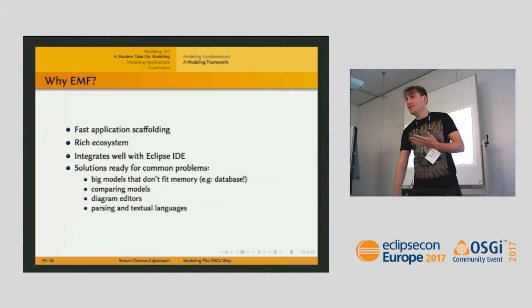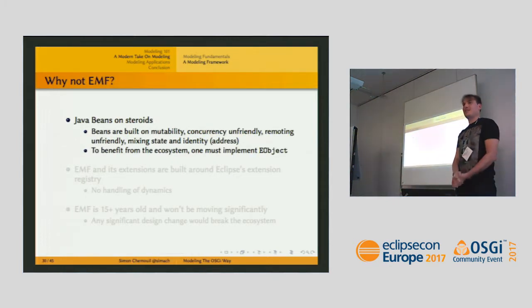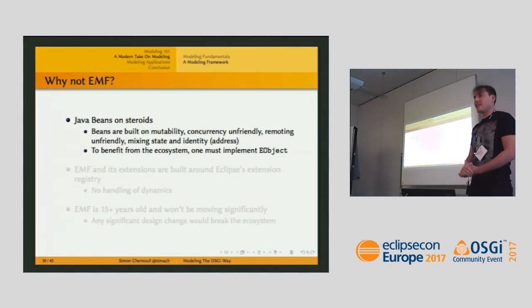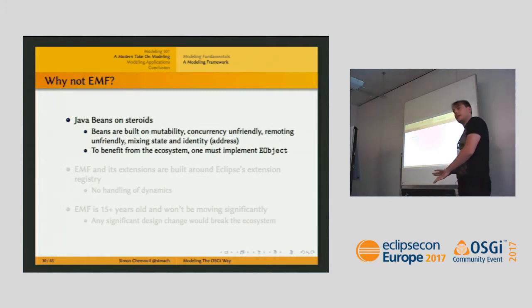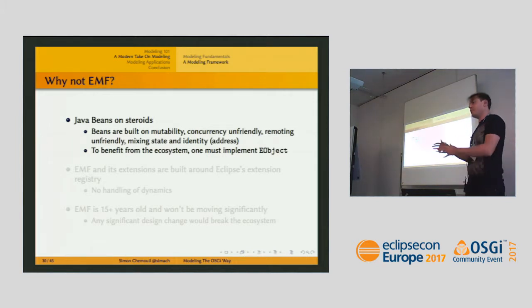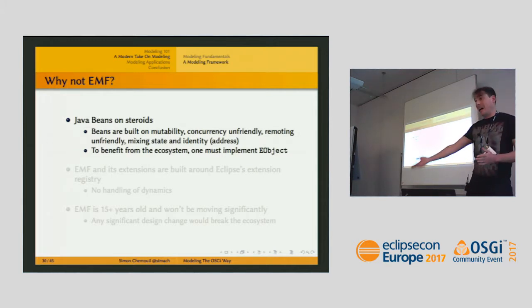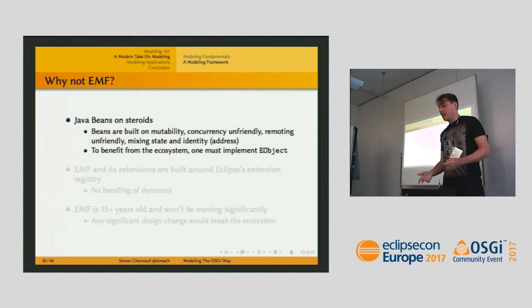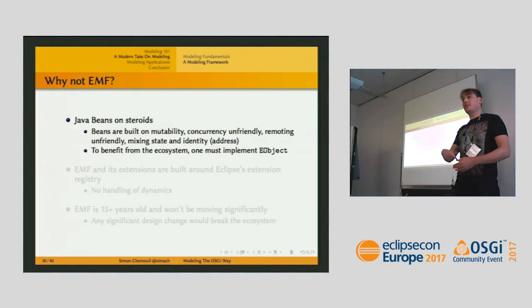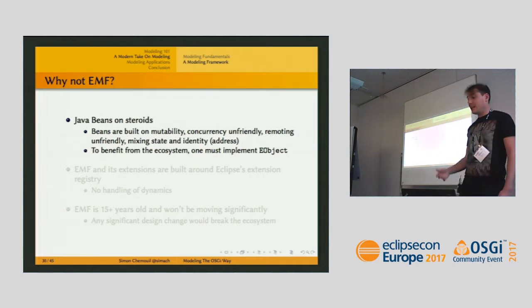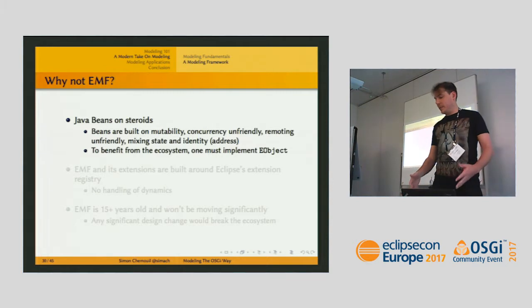So why not EMF? Well, because these are Java beans on steroids, and Java beans were the hip thing 15 years ago, but now a lot of people have moved away from Java beans and moved to immutable data types. They fit really well the microservice pattern, where we want to have everything as DTOs, basically. They are concurrency friendly, so you can run any thread as you like on them. You don't need locks. You can remote as you like. And they have very nice properties.